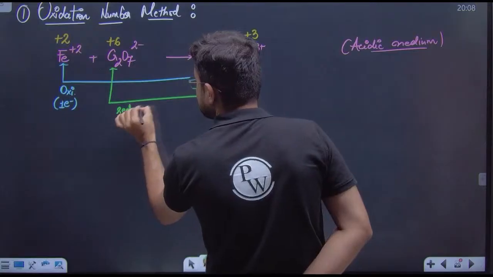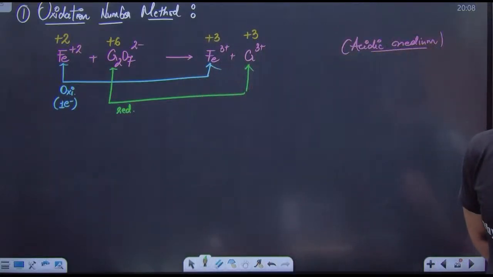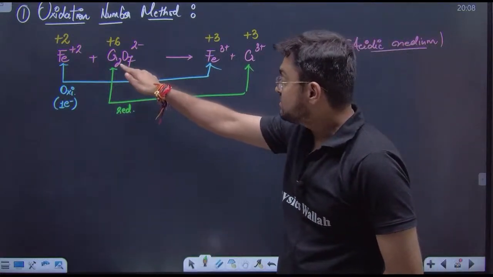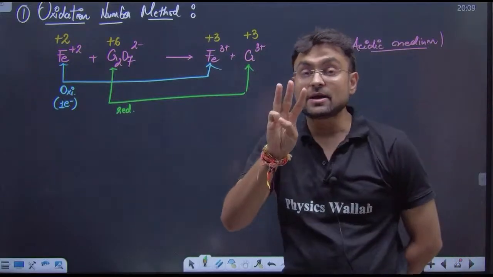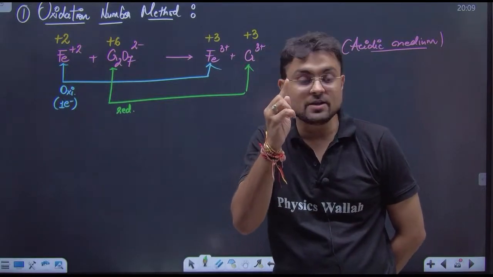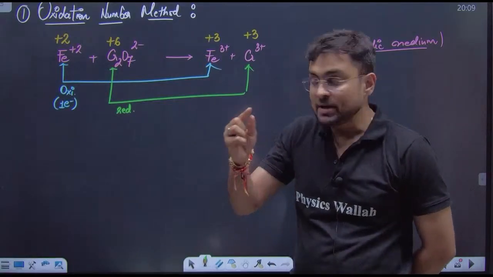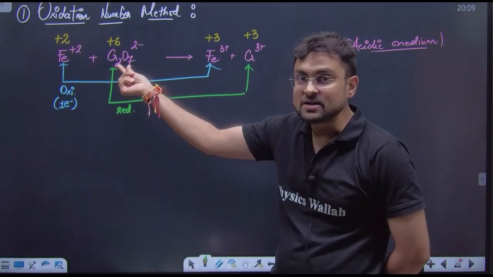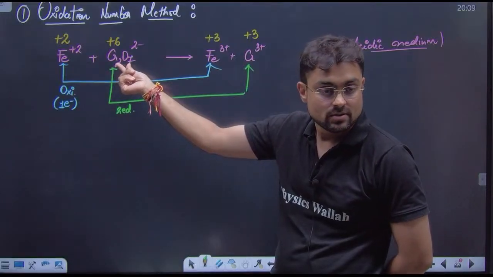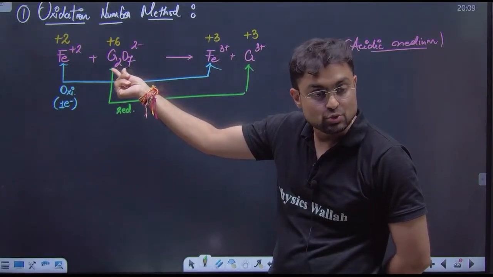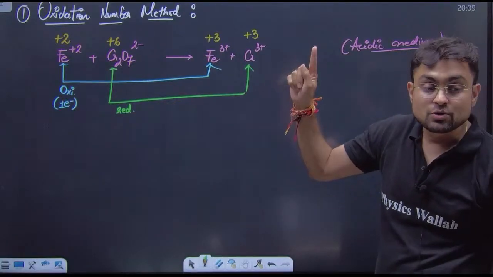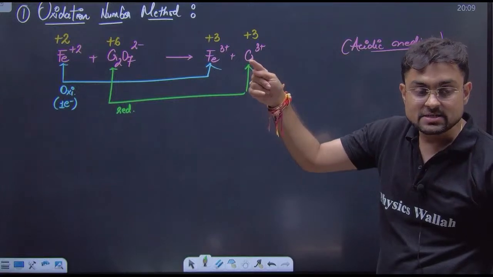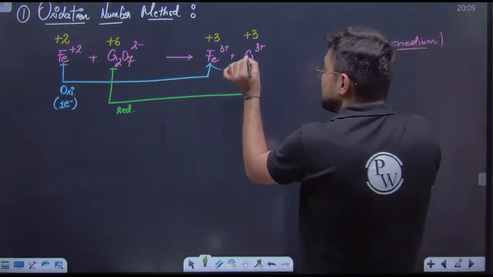3 electrons. But this is the mistake we are making. What mistake, sir? Actually, this chromium's oxidation number is 6 and this chromium's oxidation number is 3. So 3 electrons are accepted by one chromium atom, right? But on the reactant side, how many chromium atoms are there? 2. And on the product side? 1. So first, before saying this, we have to balance the chromium atoms.